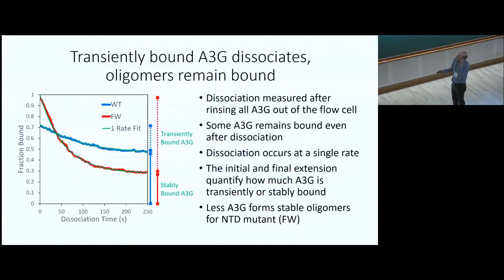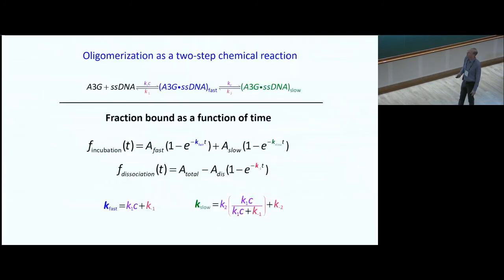Okay, and so the FW and the wild type you can also fit to dissociation, and that seems to be single exponential in both cases. Again, you have much more stably bound A3G for the wild type, forming these oligomers that stay bound even as you have flowed out all the ligand and you're letting it dissociate on its own.